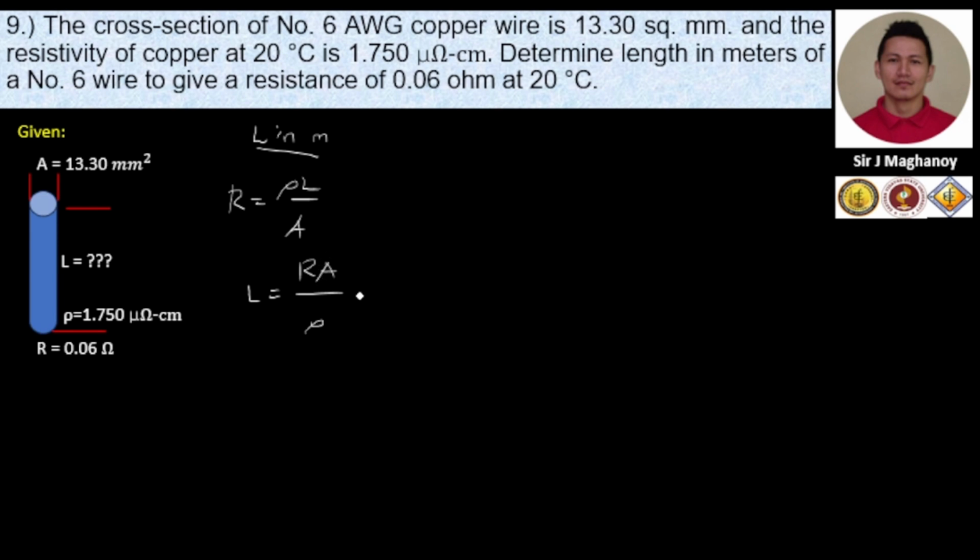Okay, substitute the values. What is the value for your resistance? We have 0.06 ohms. How about for your cross-sectional area? That is 13.30 mm squared. And how about for your resistivity? Your resistivity is 1.750 microohm centimeter. Okay, so we need to do conversion.